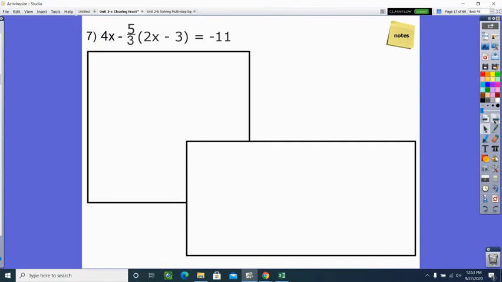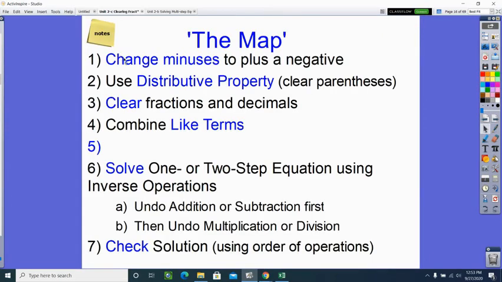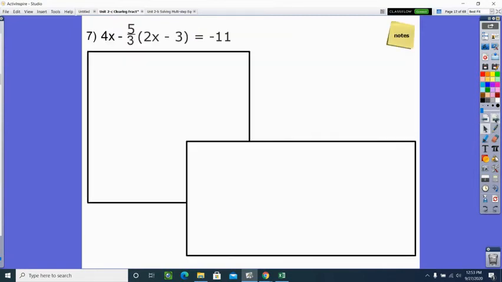So now where does the clearing fall into our map? If you are a person that changes minuses to plus and negative, you want to do that right off the bat. And we're still going to do the distributive property next, even with the fraction in there, and then we'll clear fractions and decimals. The reason I have you do the distributive property first rather than clear is sometimes people make the mistake of multiplying everything, including these, by the common denominator, and then they go and multiply with the distributive property, and it has the effect of a double dose here.